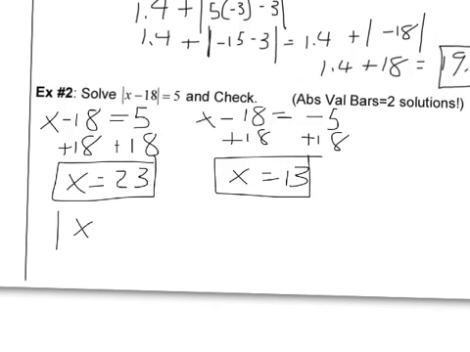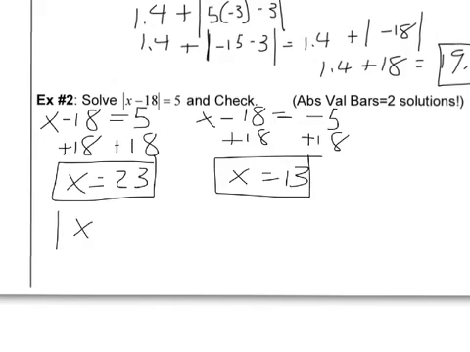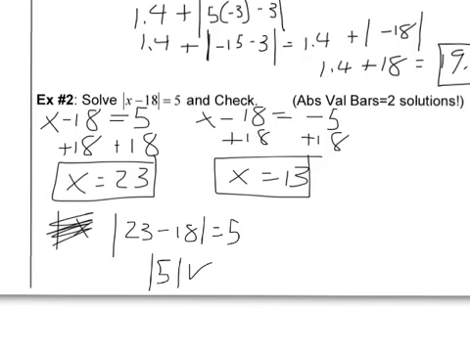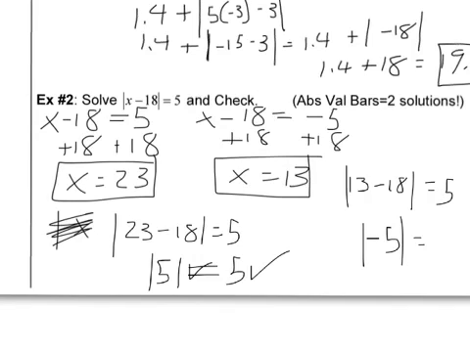We don't have to use an x there. Let's instead put in our 23 minus 18 equals 5. 23 minus 18 is 5, and the absolute value of 5 is 5. Sorry, I should have put the check mark there. Let's do it with the 13 now. So we have 13 minus 18 inside the absolute values equals 5. 13 minus 18 is -5. And the absolute value of -5 is 5. So yes, both of these answers work. That's good. But let's go to the next page.